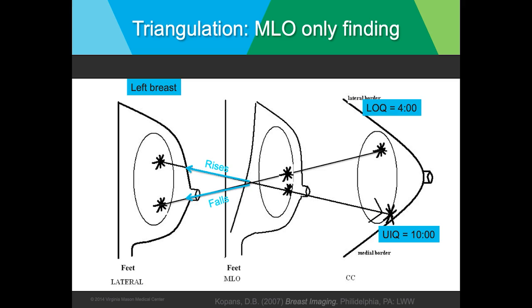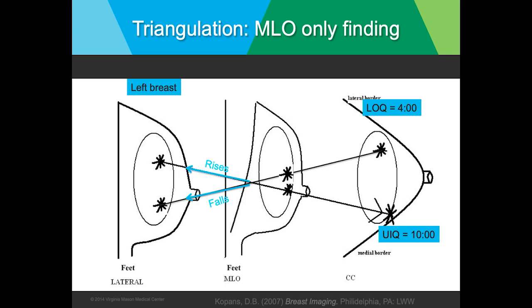In contrast, if you saw a lesion only on the MLO view that actually appears slightly above the nipple, and you get a lateral view, and the lesion falls or drops down inferiorly relative to the MLO view. This particular lesion is now in the inferior aspect of the breast, and because it fell on the lateral view relative to the MLO view, that indicates that it's in the lateral breast.